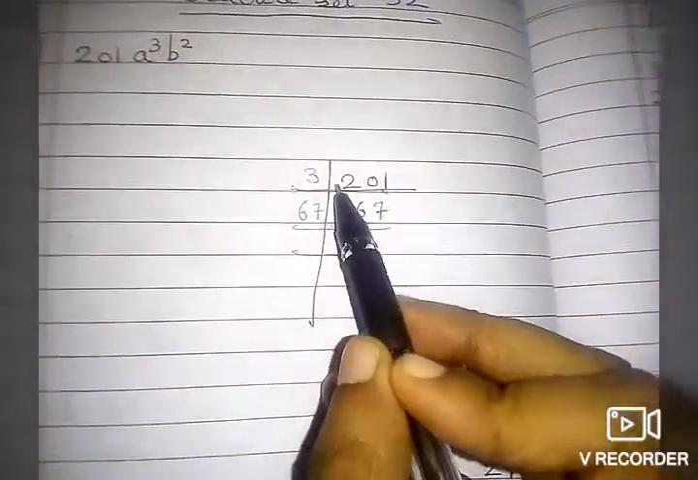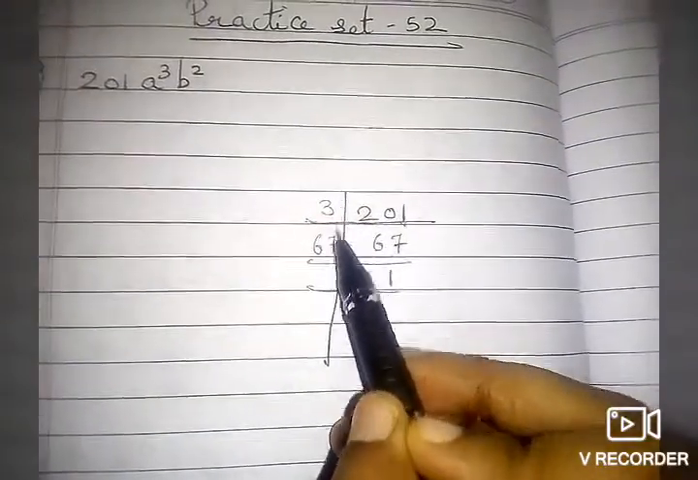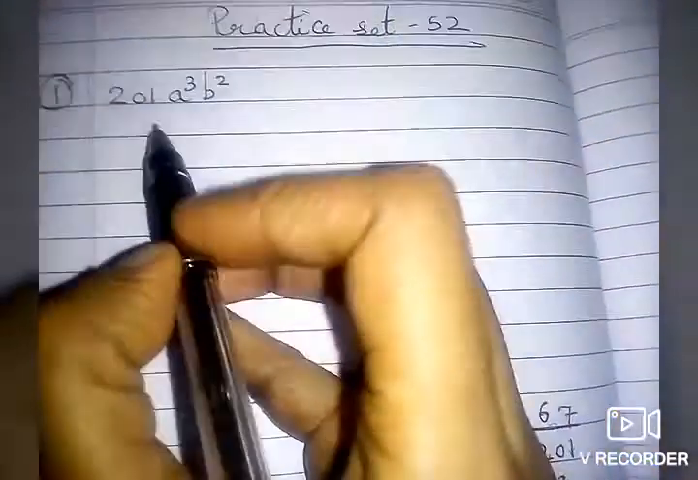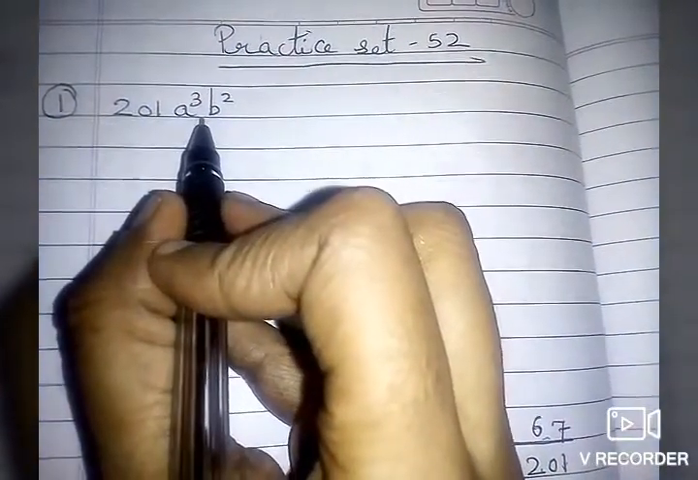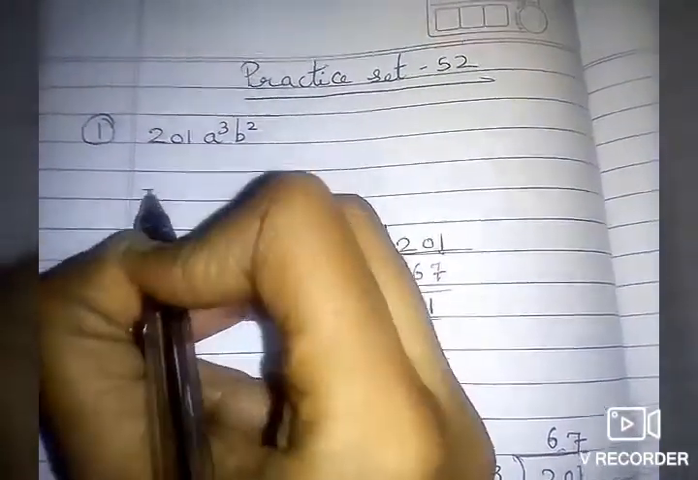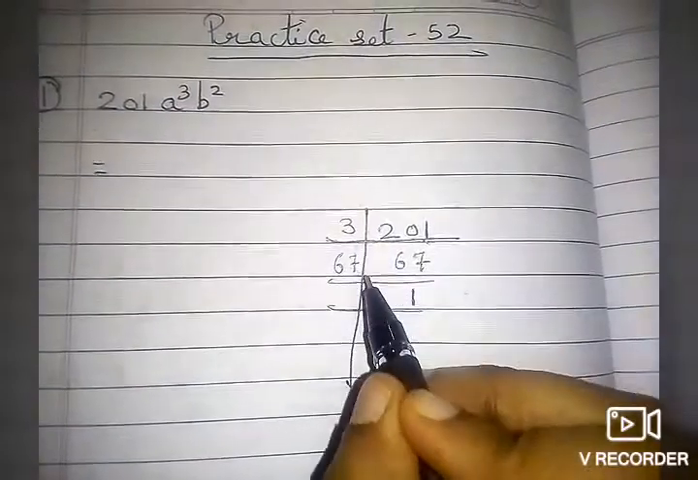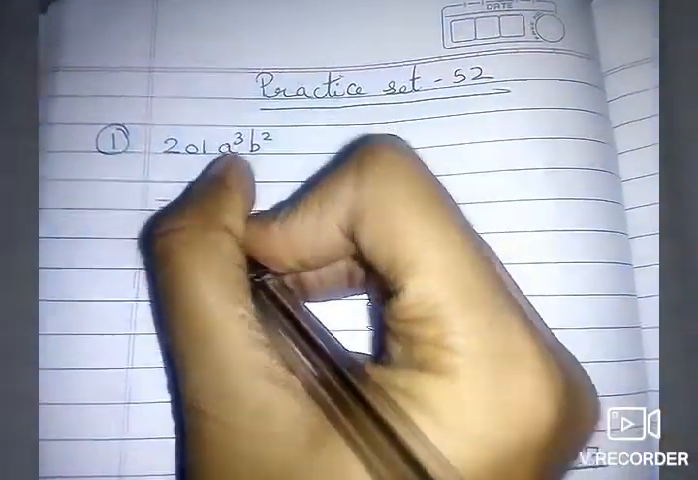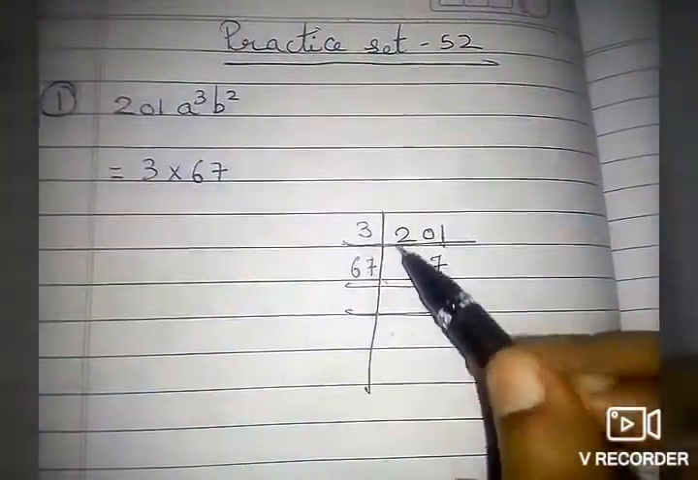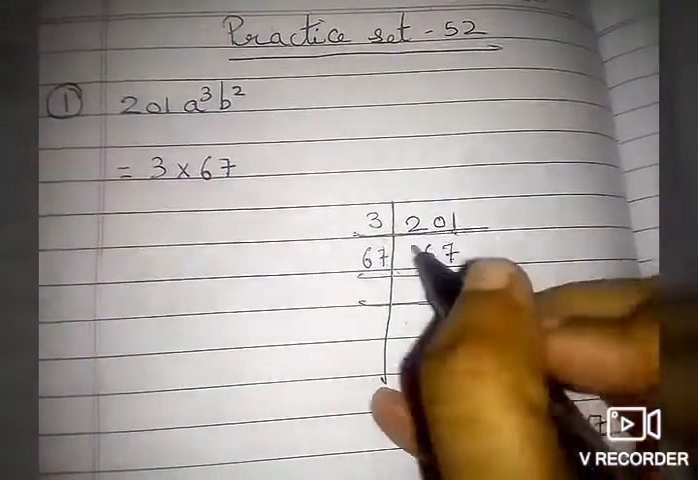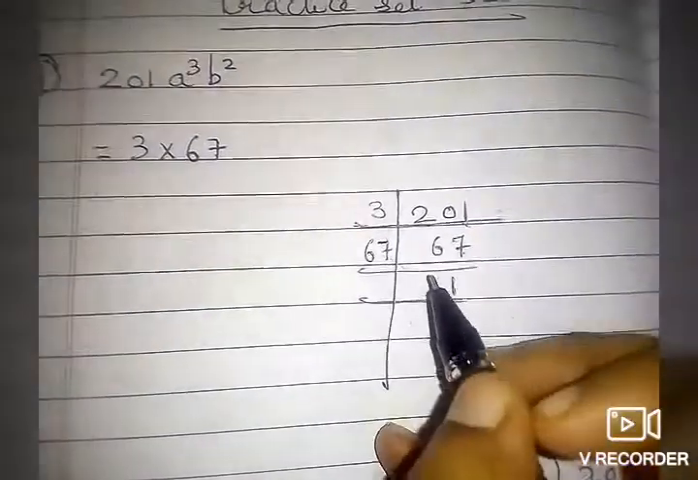So now you have to write the multiplication form, the product form, of number 201, and then you have to write the variable multiplication form. That is equal to 3 multiplied by 67. Your prime factors which you got here, you have to write in this multiplication form.